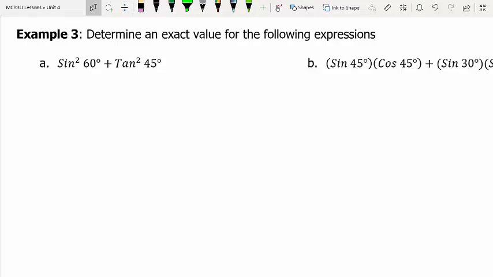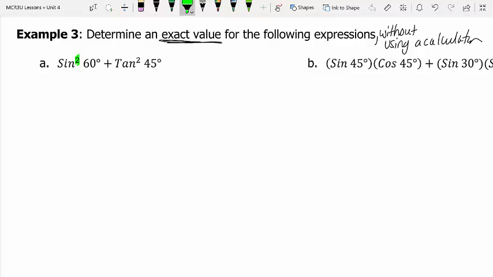Example 3, determine the exact value for the following expressions. And again, I'm going to say without using a calculator. So that means one, you're going to use your special triangles because you can't use a calculator, and two, we're going to keep them as radicals because I want the exact values. One thing to note, there's some notation here. Sine squared 60 degrees means take the value of sine 60 degrees and square it.